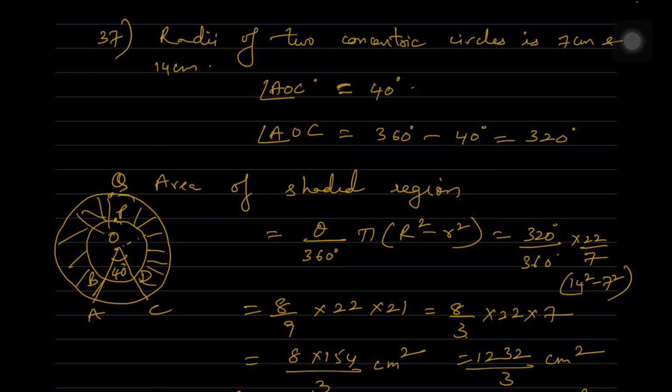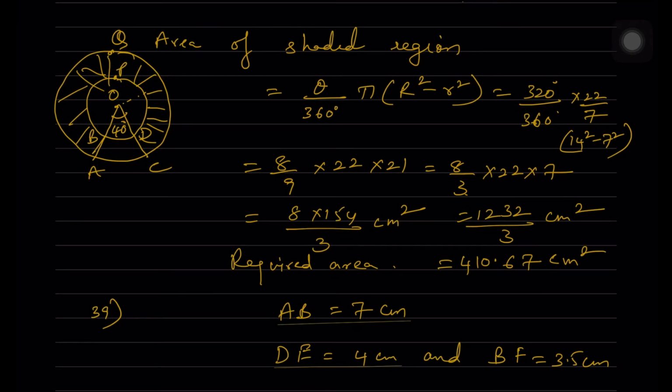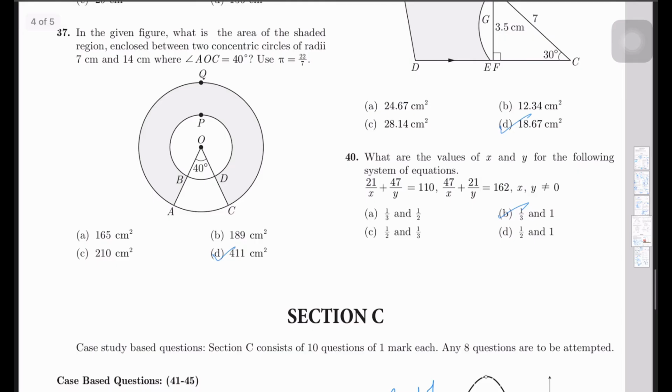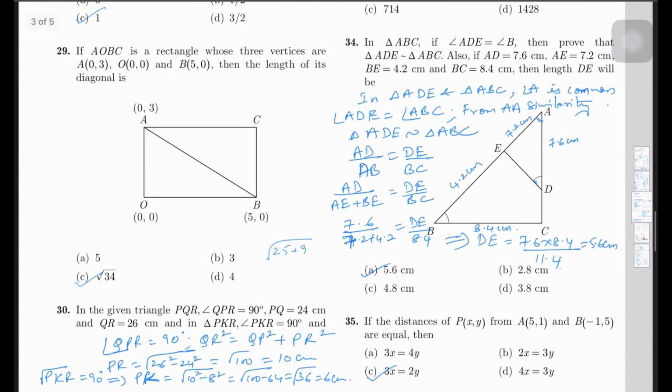It's equal to theta by 360 into pi into the bigger radius square minus smaller radius square. So which is equal to 320 by 360 into 22 by 7, pi is asked to be taken as 22 by 7, into 14 square minus 7 square. So solving this, you are getting the area as equal to 410.67. So you can take it as nearest value as 411 centimeter square. Therefore D is the correct answer.